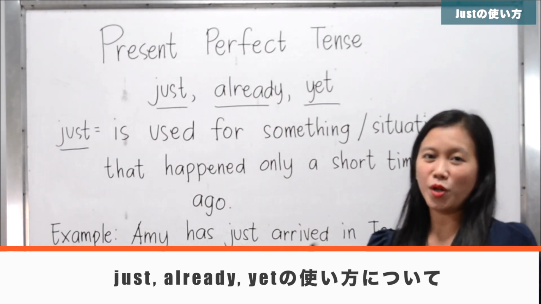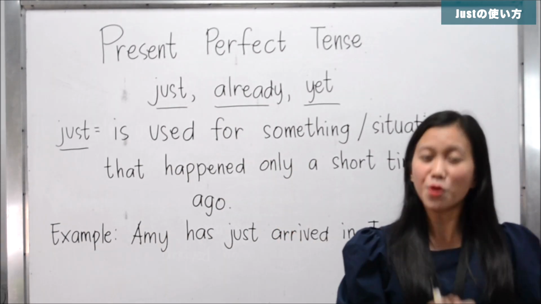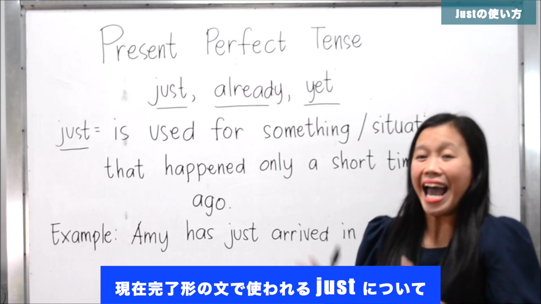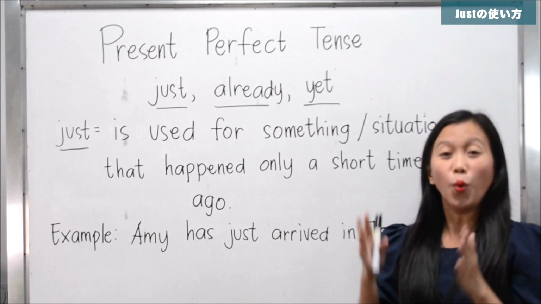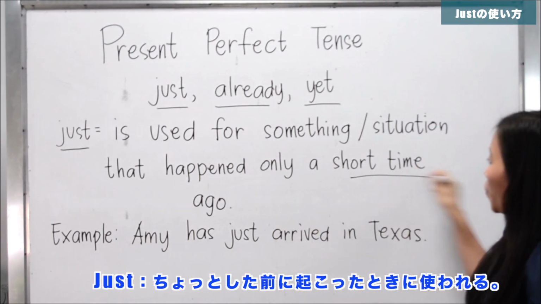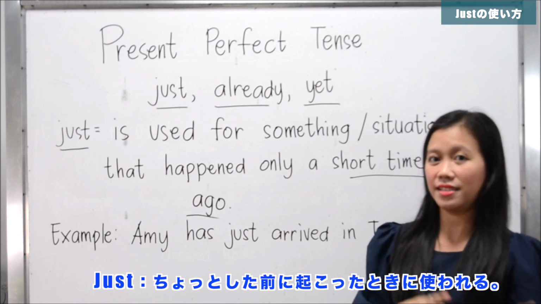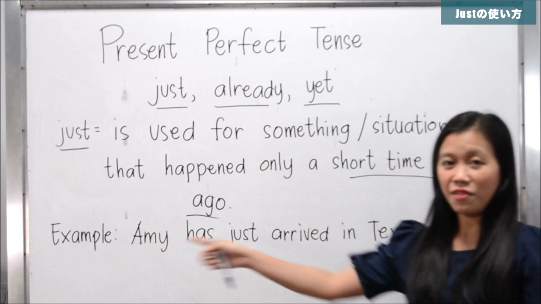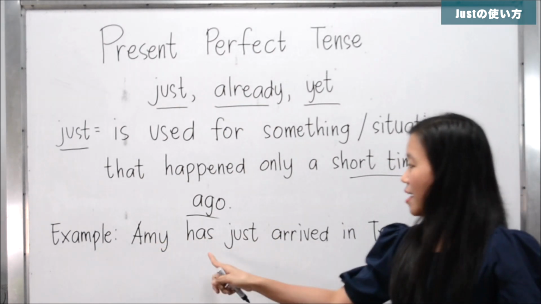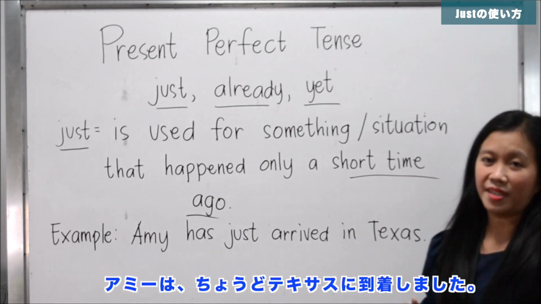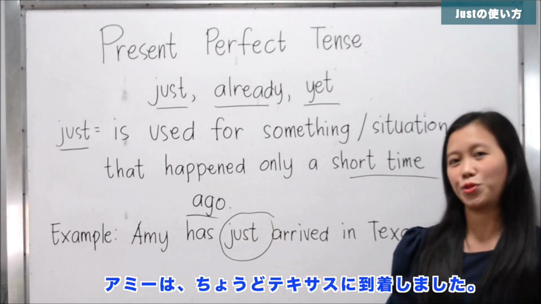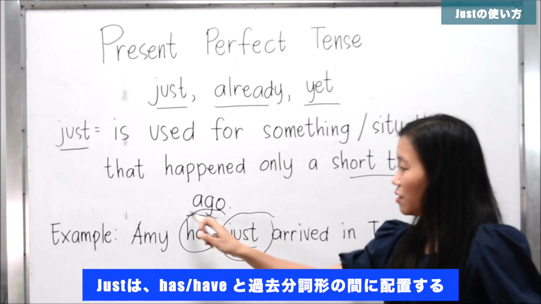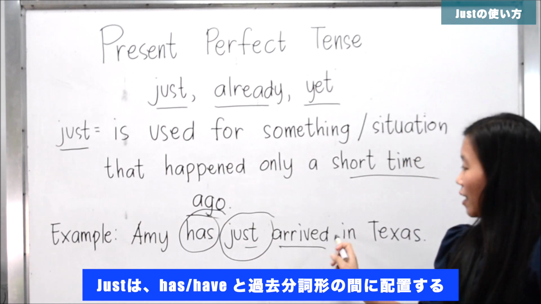When we want to use the word just with the present perfect tense, it is only useful when we talk about situations or actions that happened only a short time ago. A short time ago means seconds, minutes, or almost an hour ago, not a very long time ago. I have an example sentence here: Amy has just arrived in Texas.